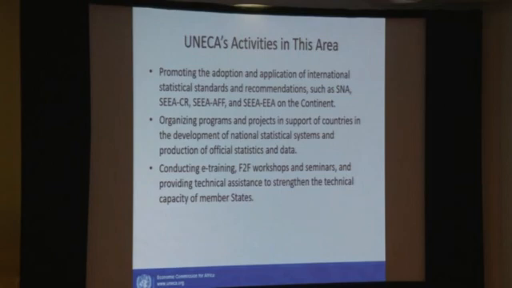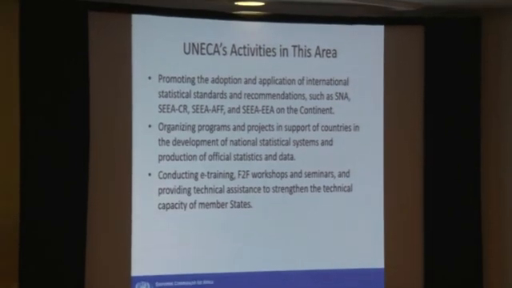UNECA is the United Nations Economic Commission for Africa. We are located in Addis Ababa, Ethiopia. We have 54 member states in Africa. Our role, number one, is to promote the adoption and application of international standards and recommendations. Number two, we design and organize programs and projects in support of countries for the implementation of these international standards. In order to implement international standards, we need to build up capacities. So another activity, through those programs and projects, is to build up the capacities among the member states so that they can apply them.